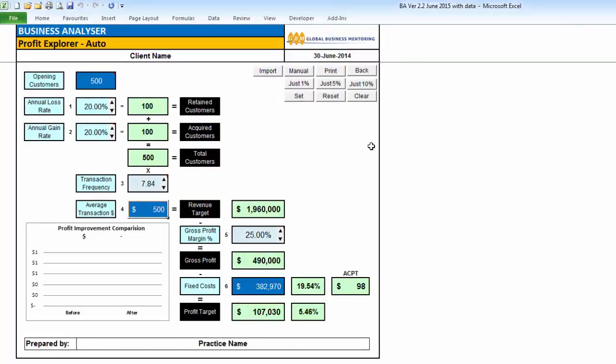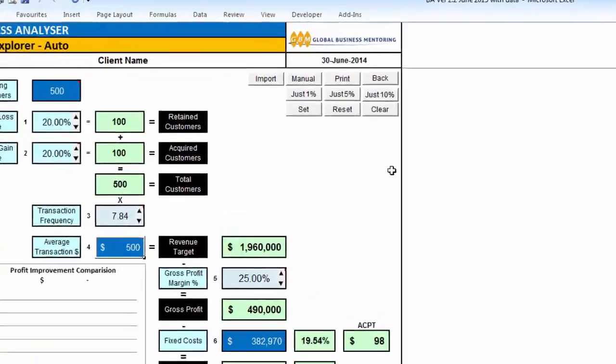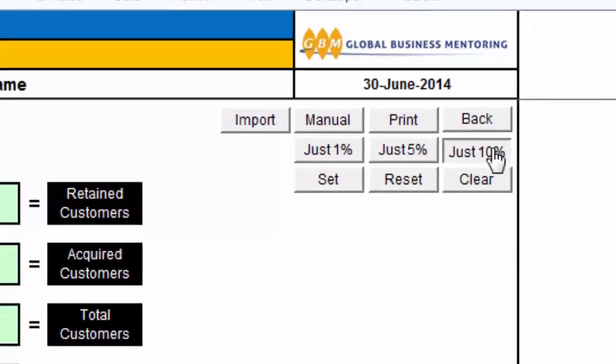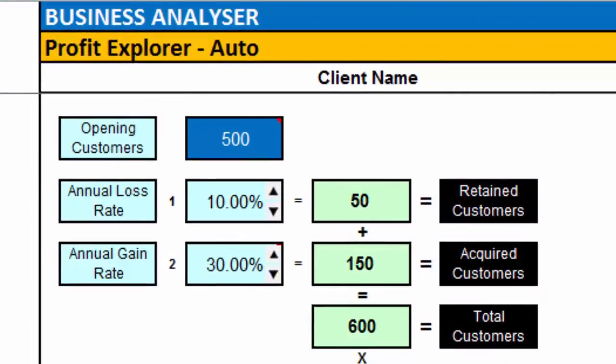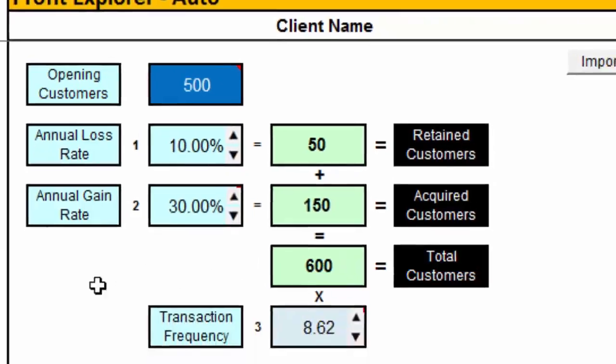and this time I'll use just the 10%, and I call this the Gold Lotto button. And we can see now that the loss rate is reduced by half, from 20% on customers down to 10, and that the gain rate has increased from 20 up to 30. So we've got an increase in customers of 100, because we only lost 50 in this scenario. We gained 150, so the net gain is 100, making the total 600.